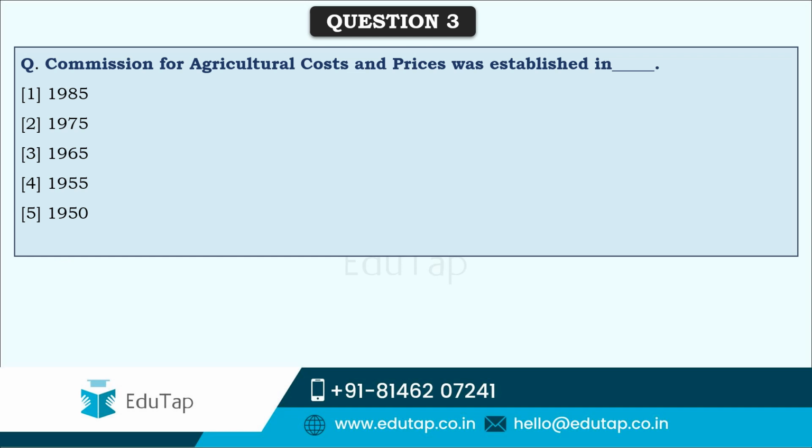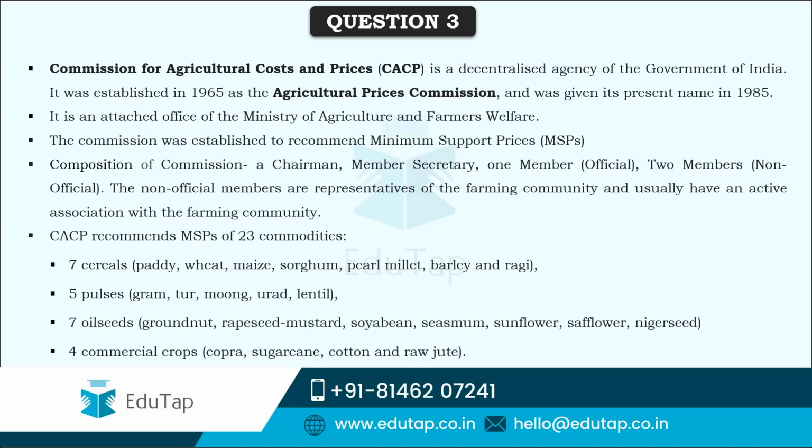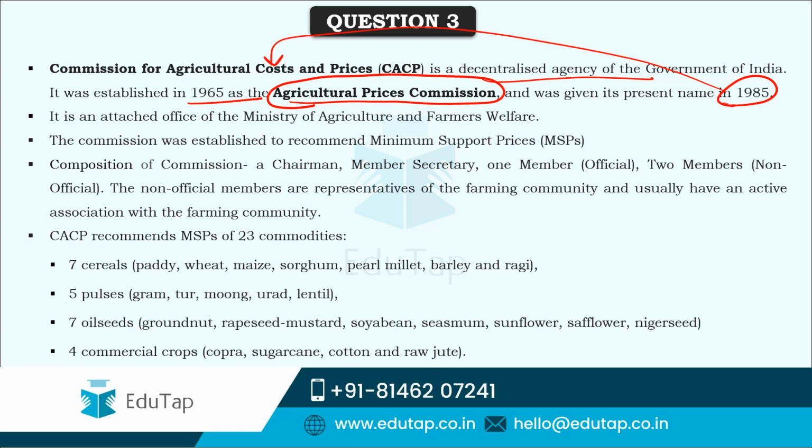So friends, we have been hearing about this Commission for Agriculture Cost and Prices, CACP. Now, when was this established? This was established in the year 1965, and it is a decentralized agency of the Government of India. In 1965, it was started as the Agriculture Prices Commission. After that, in 1985, it was named the Commission for Agriculture Cost and Prices, that is CACP, and it's an attached office of the Ministry of Agriculture and Farmers Welfare.